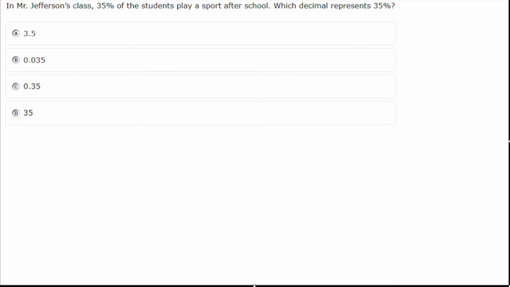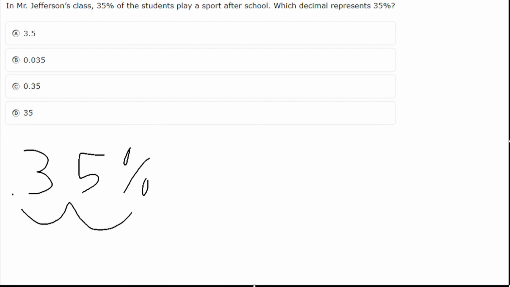This is a very easy strategy that you can learn for your STAAR test. Whenever you have a percentage, just like this, you're going to be moving your percent sign 2 places to the left. 1, 2. And that's where your decimal is going to go. So 35% is going to be the same as 0.35, which means C is our correct answer.